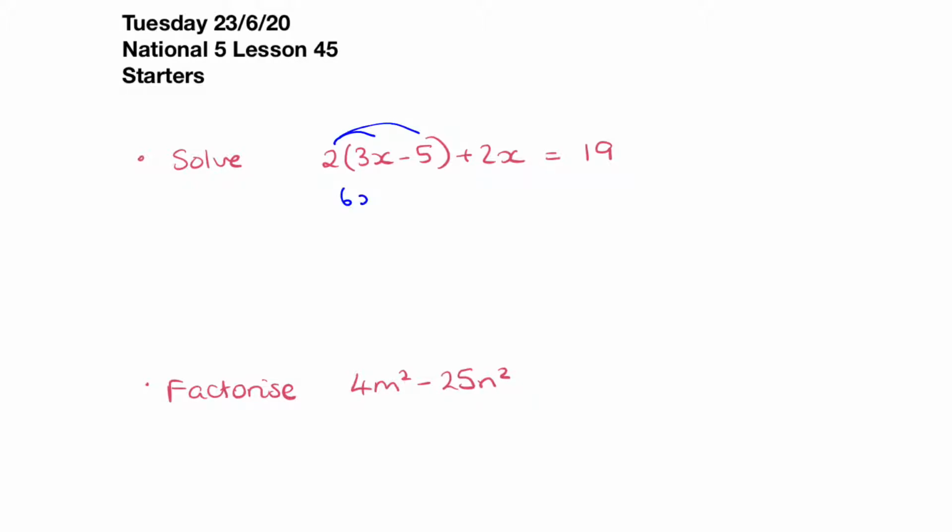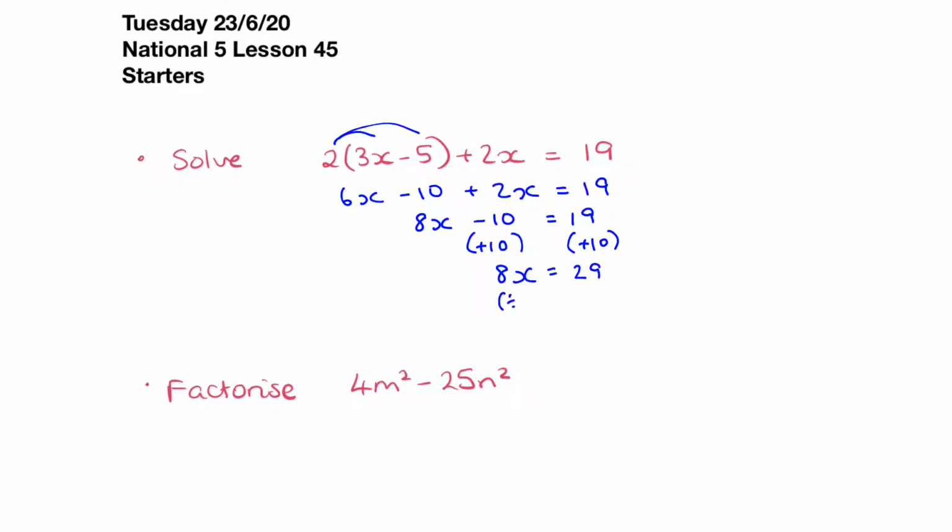So we get 6x minus 10, we've got plus 2x, and that's 19. If we collect like terms and simplify the left-hand side now, we can see we've got 6x and 2x, that's 8x, minus 10 equals 19, and now we start balancing. So add 10. So 8x is 29. Divide by 8.